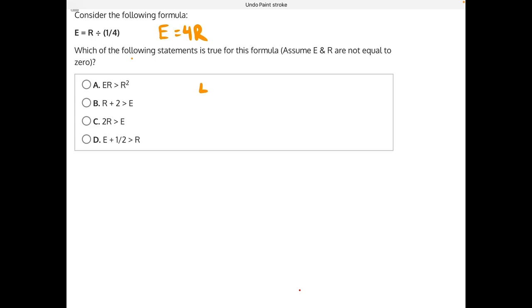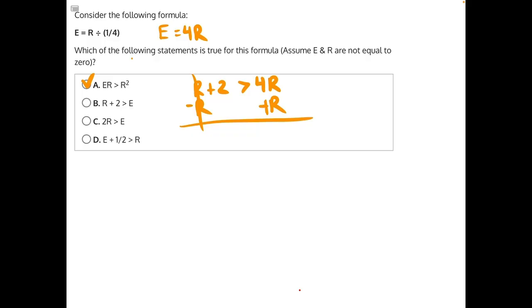However, for the sake of the video, I will go through and show you why the other answer choices are incorrect. For answer choice B, we have R plus 2 is greater than E, which we know is equal to 4R. Now let's use opposite operations or inverse operations to isolate our variable. This R is positive, so the opposite operation is subtracting R from both sides. If it exists in math, there's always one of them, so 4R minus 1R will give us 3R is greater than 2. And then 3 is being multiplied to R, so the inverse operation is dividing both sides by 3. These will cancel, leaving us with 2/3 is greater than R.